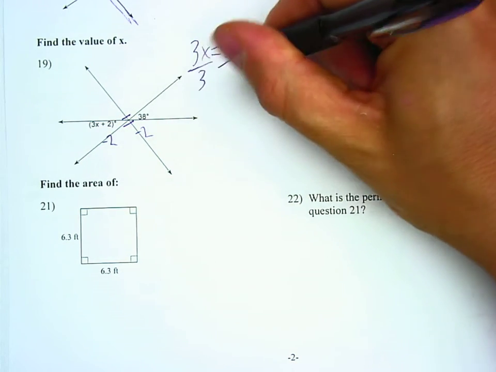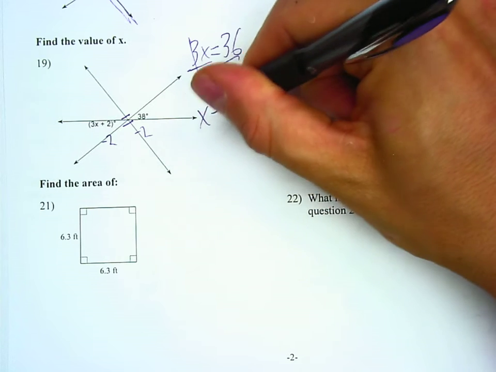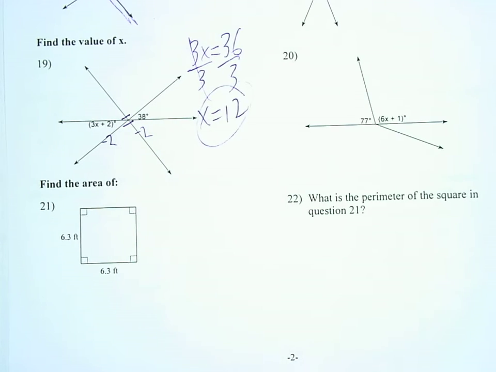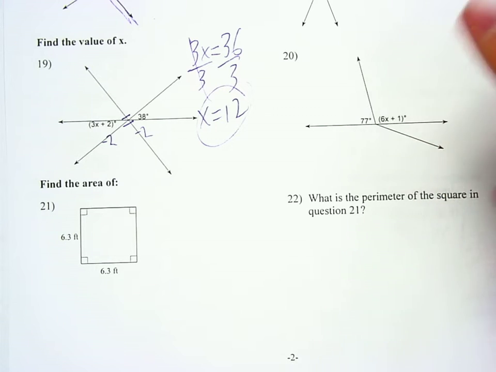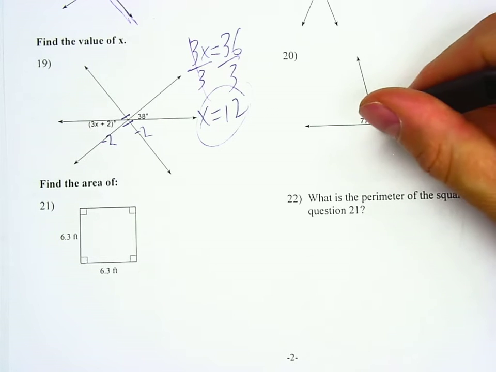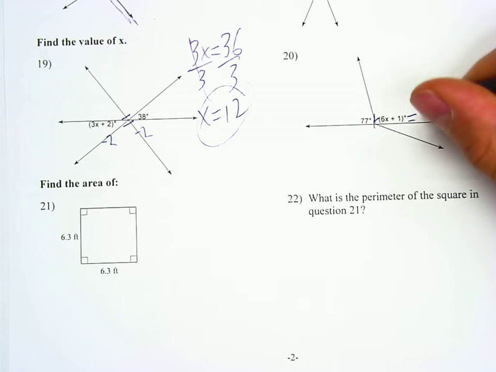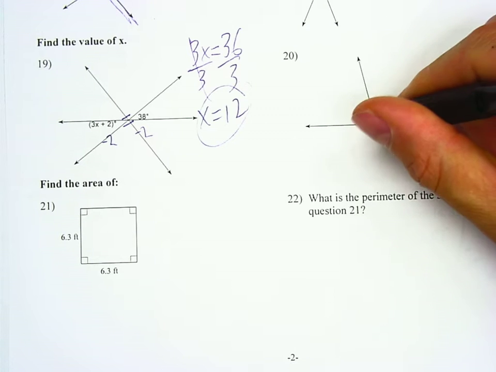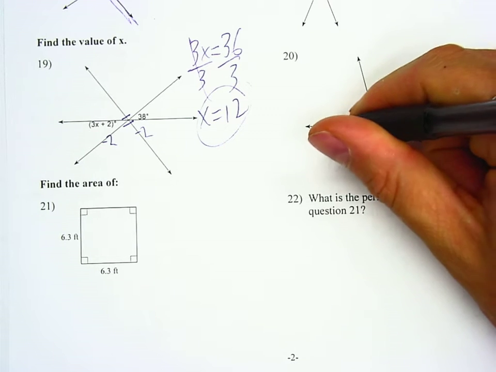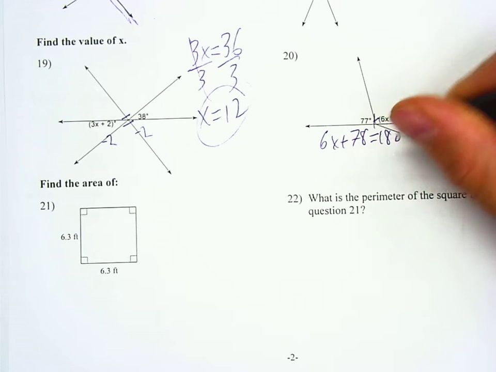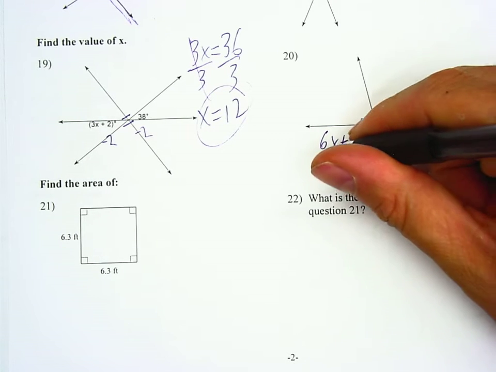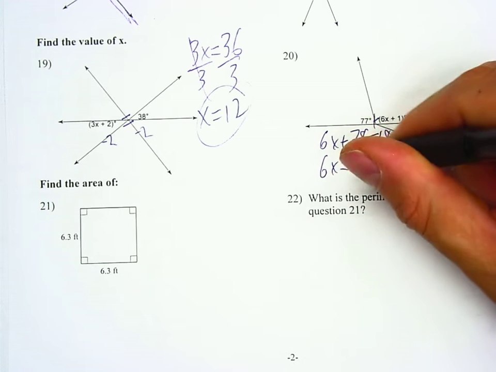And then I'll divide by 3 to get 12 for my finished answer. All right, these are not across from each other, but they do make a straight line. So I'm going to add these and set it equal to 180. So I take 77 plus 1, I get 78. Take 78 from 180, I get 102.